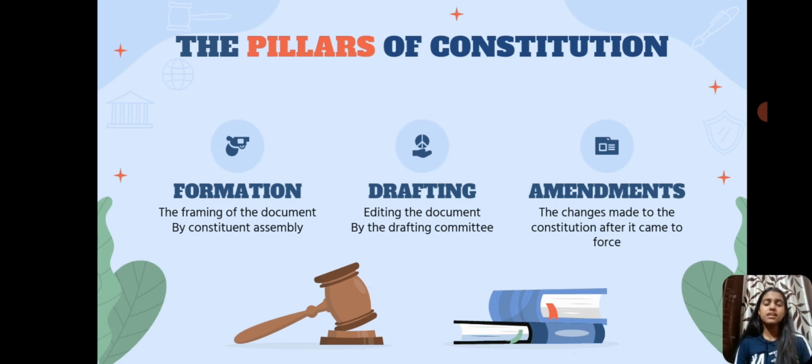Let us look into the pillars of the making of our Constitution. Firstly, there is the formation, that is, the framing of the document of our Constitution. The framing of this document was never easy. Hence, the Constituent Assembly took care of the formation of our Constitution. Later comes the drafting part. The Constitution was definitely to be checked before being adopted. Hence, the editing of the document was done by the drafting committee. Later comes the amendments. Any changes made to the Constitution after it came into force are called amendments.